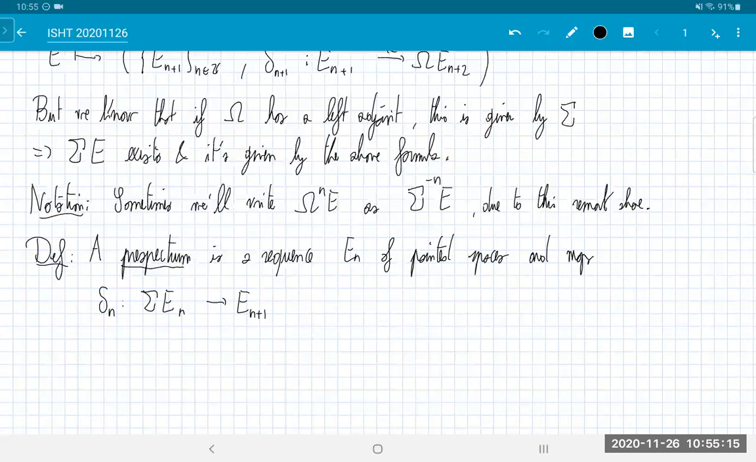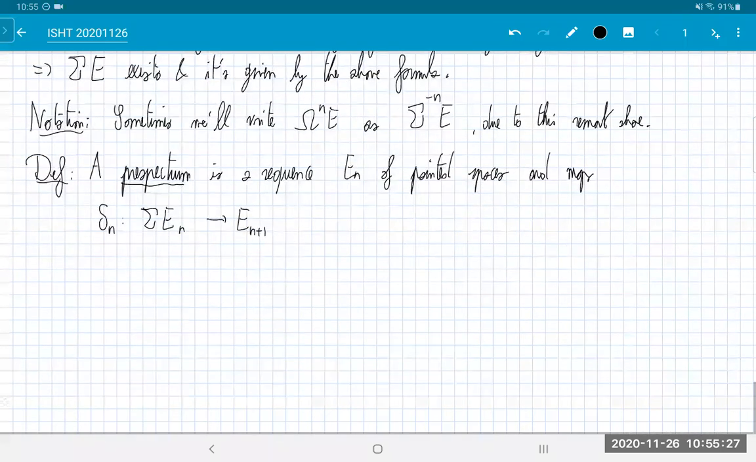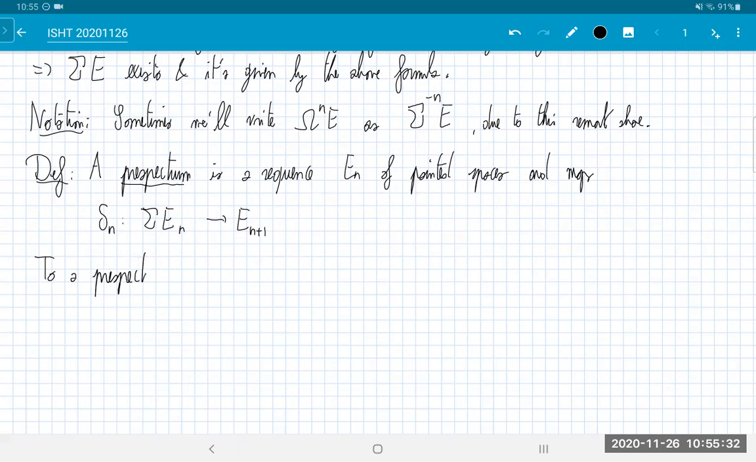And the point is that now I have enough structure on spectra that for every pre-spectrum, I can associate a spectrum to it. To a pre-spectrum, we can associate a spectrum by taking the colimit, and call it E, it's the colimit.